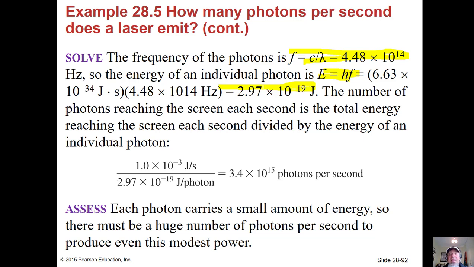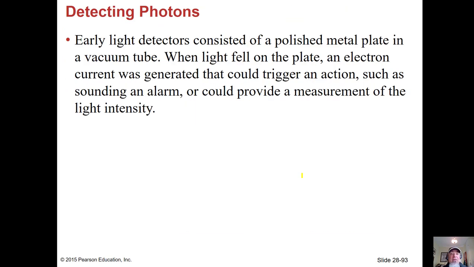So each photon has this amount of energy. But we know we need to have a total of 10 to the minus third. So if you take the total energy, divide it by how much each photon has, you get the number of photons. So each second, 3.4 times 10 to the 15th photons hit the screen. Each photon has a small amount of energy, so you need a whole bunch of them to add up to 10 to the minus third joules every second. Okay, good. So just be careful with the units.